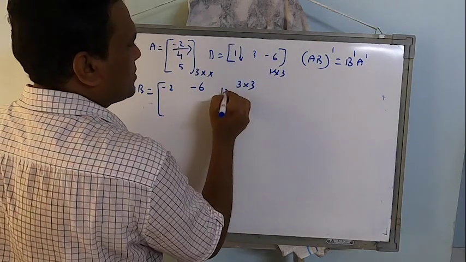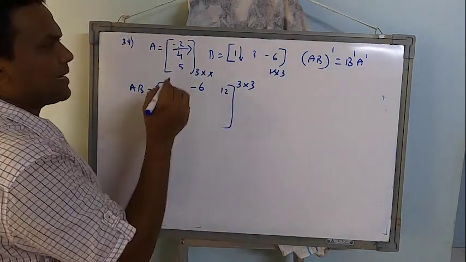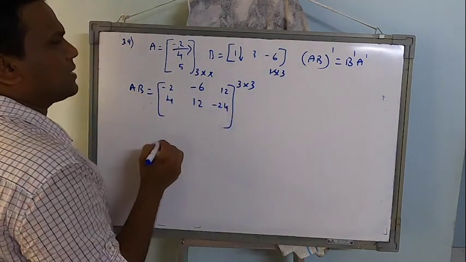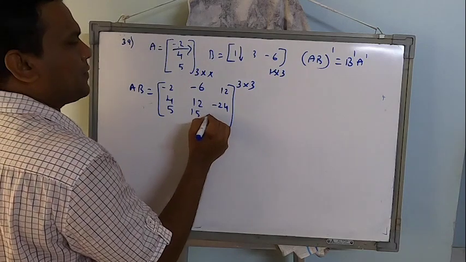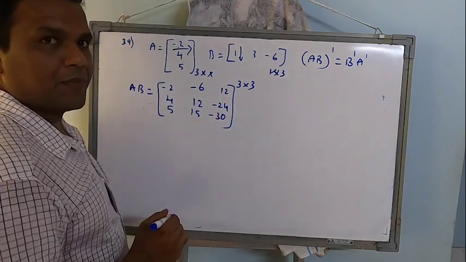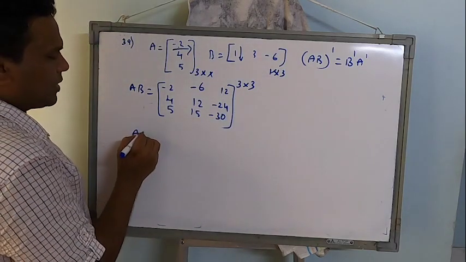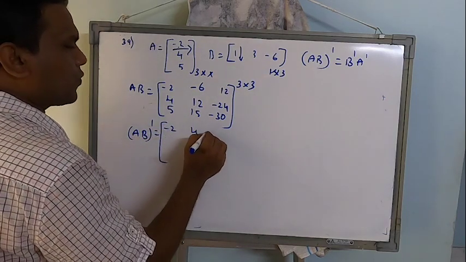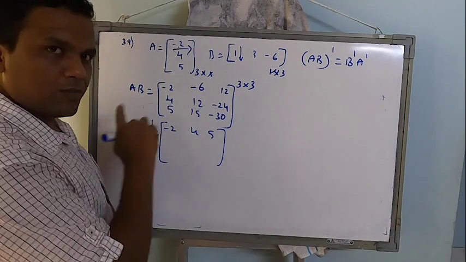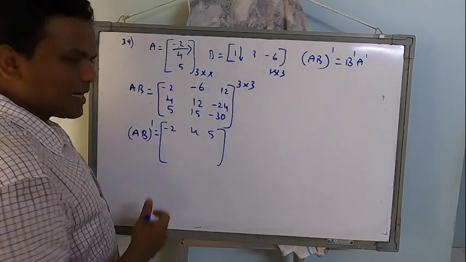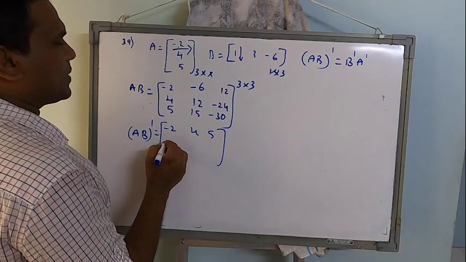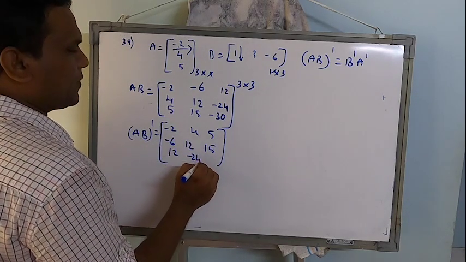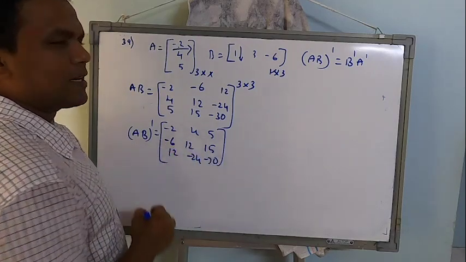Remember, if I multiply this, it's going to be 12. The next, second row, first column, 4. Then 12 and minus 24. The next one, 5, 15, minus 30. This is AB. Now it's 3 rows, 3 columns. So AB the whole transpose equals minus 2, 4, 5. Whatever is there in a column should be written as a row, or a row should be written as a column. Anyway, it's the same. So the next one, minus 6, 12, 15, 12, minus 24, minus 30. This is AB the whole transpose.